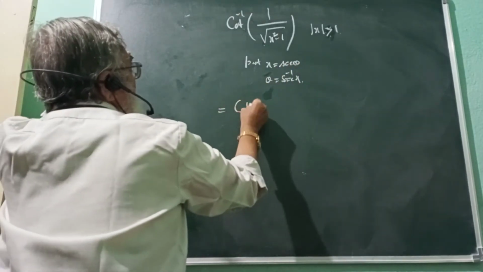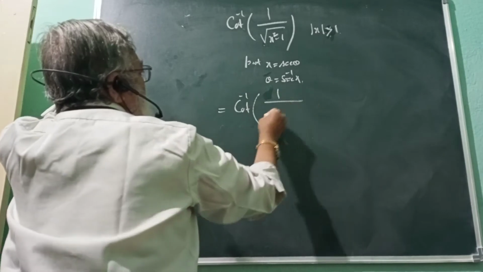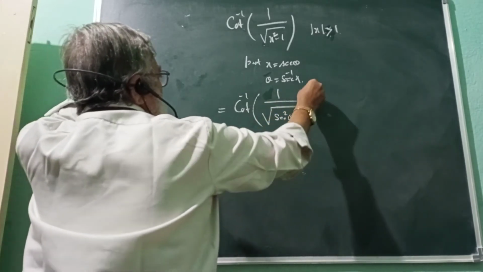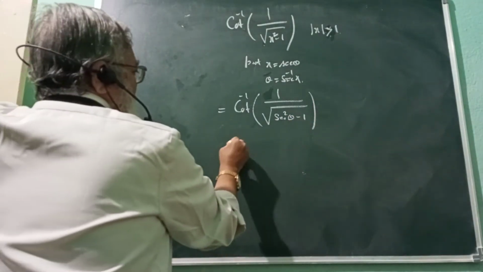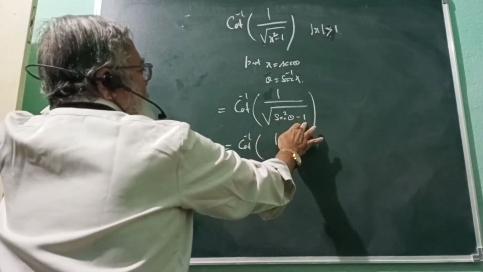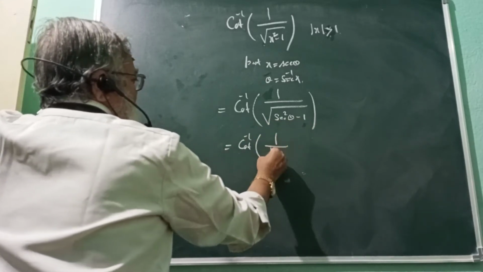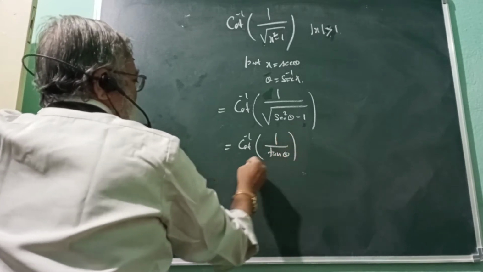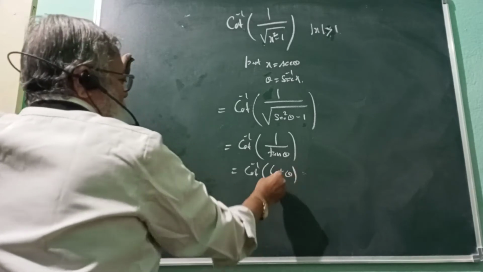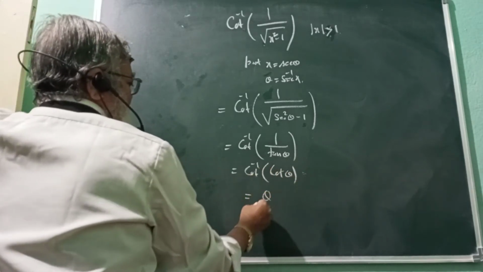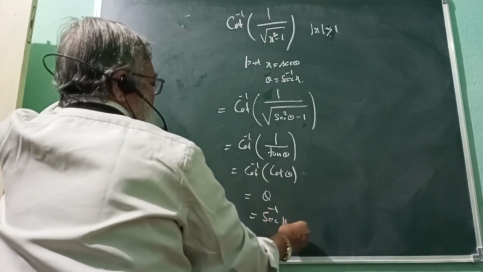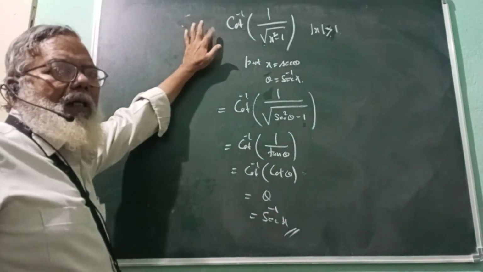Now our problem becomes cot inverse of 1 by root of sec square theta minus 1. Sec square theta minus 1 is tan square. Root of tan square is tan, and 1 by tan is nothing but cot, that is cot theta. Now cot and cot inverse cancel each other. Theta is nothing but sec inverse x, which is the simplified form of the given quantity.